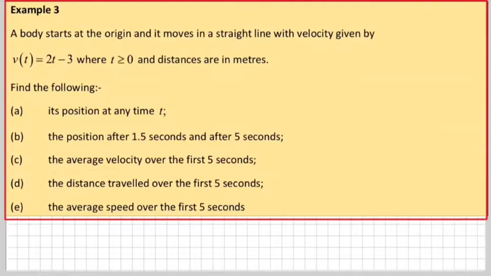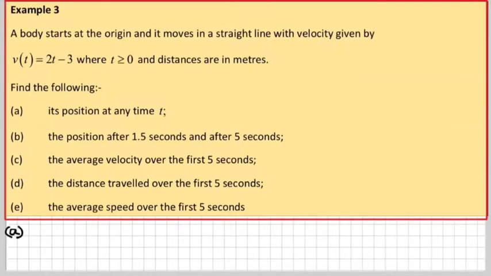They're always booby trap questions, by the way, because you will find when they ask you that it has changed direction, and therefore the distance is not the same as the displacement, so watch for that. And part E, ditto, we have the same problem. The average speed over the first 5 seconds is just the distance over the time. So if you get the distance wrong, the average speed will be wrong. Okay, let's do it now.